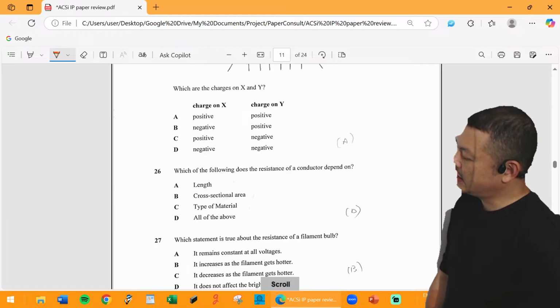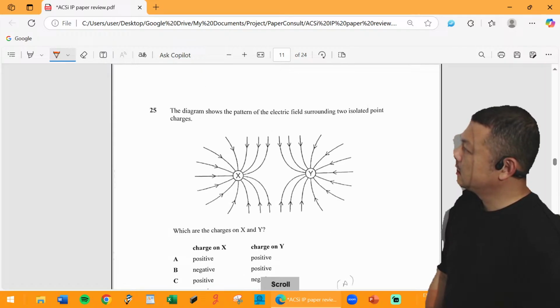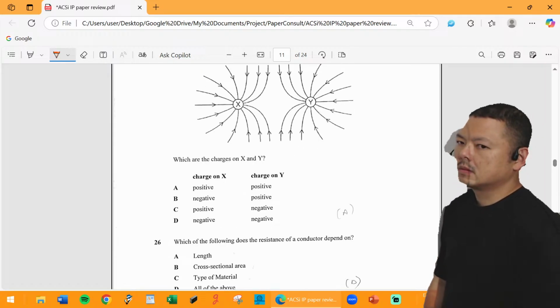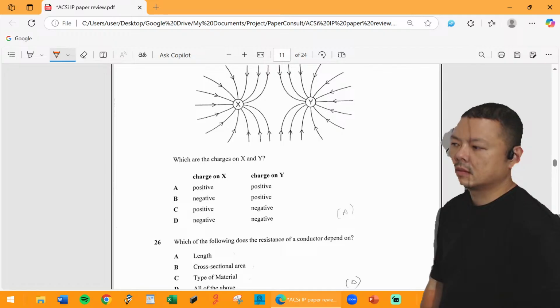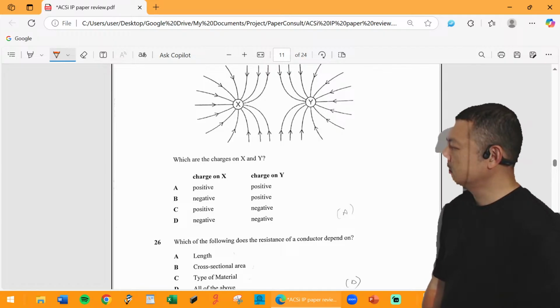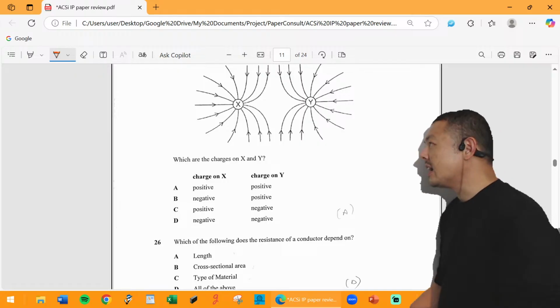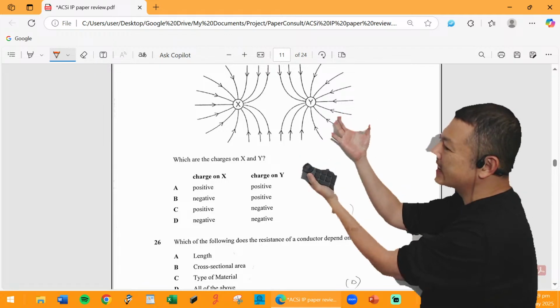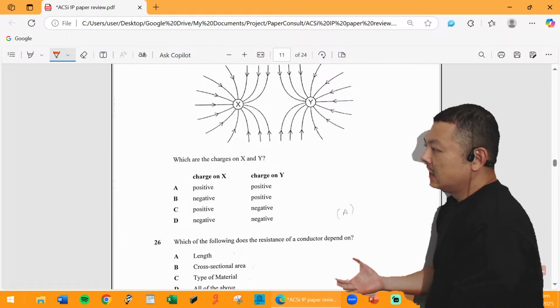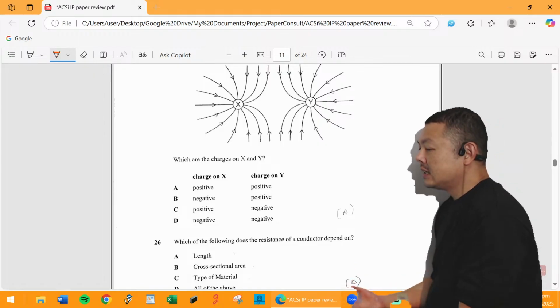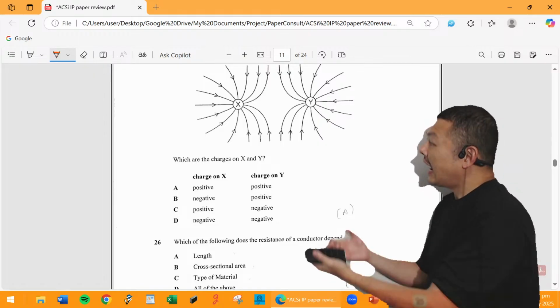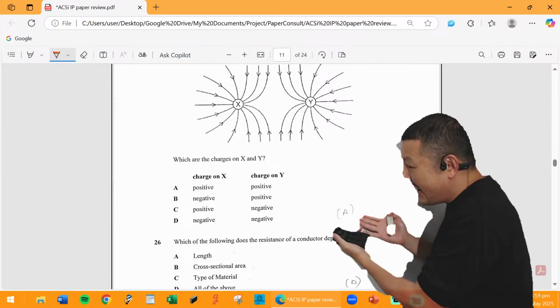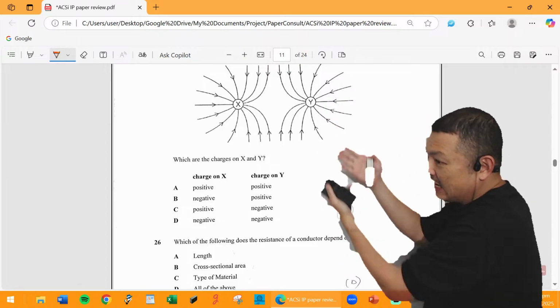Both negative, right? It cannot be right, brother. I just taught this like how many weeks ago only. This one is only a few weeks ago only, you know. Hey, Mr. Tan. I just taught this a few weeks ago only. Why you gonna put A? You're gonna see the lines going in. That's a negative charge.